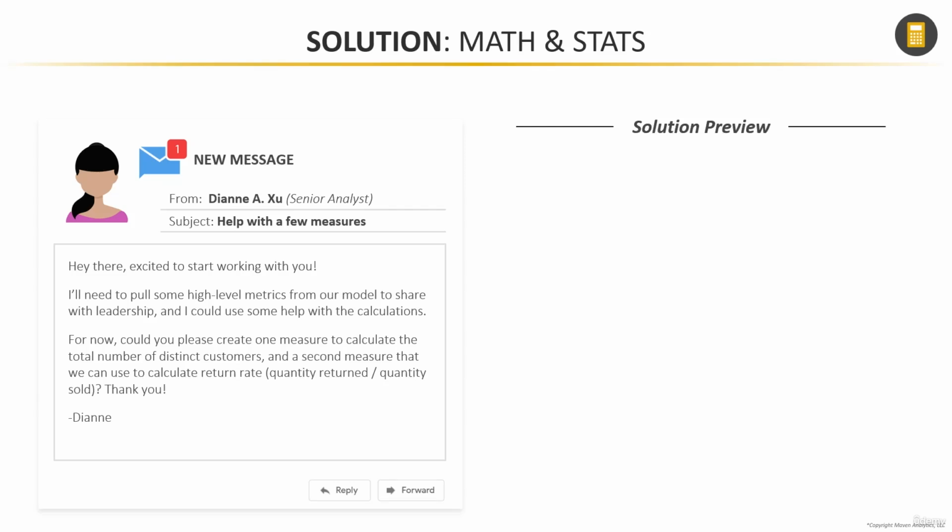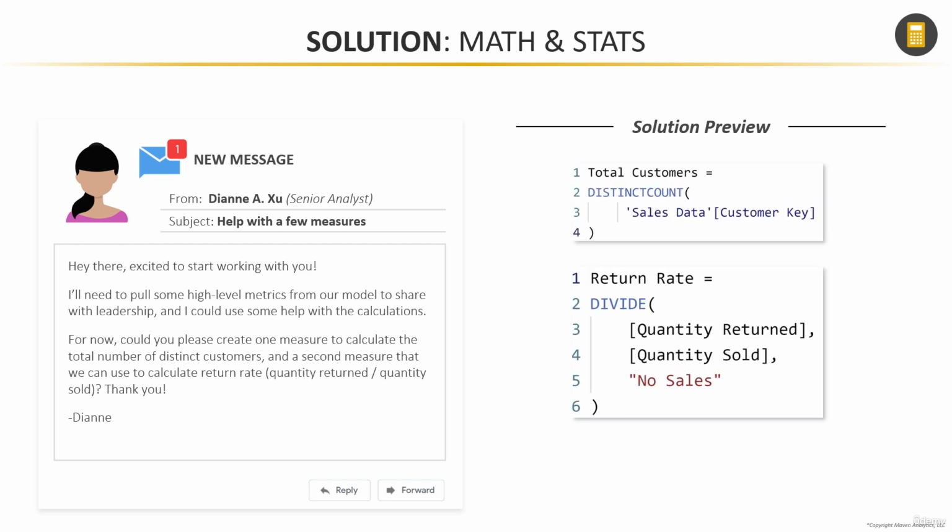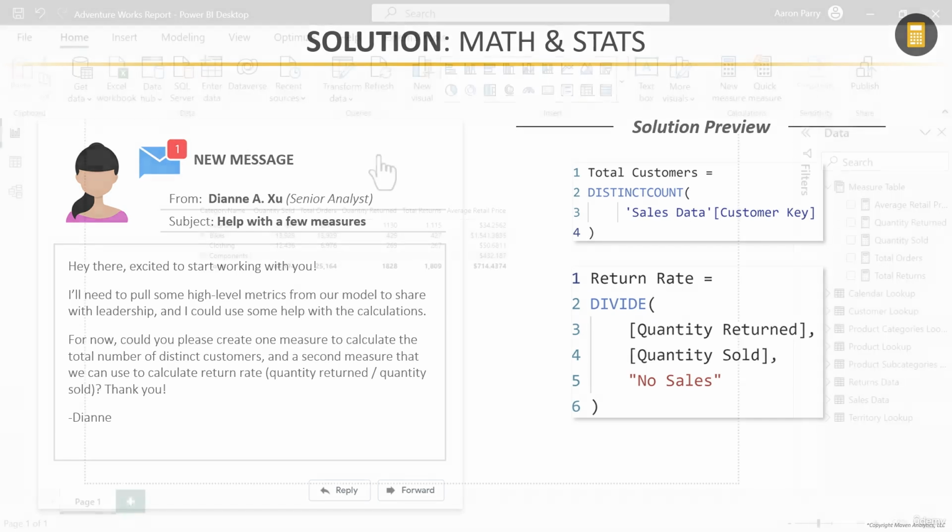Just as a quick reminder, Diane had reached out asking for help creating a couple of new measures, right? She was looking for help creating total customers and return rate. Here's a quick solution preview. Up top, we've got total customers where we're using distinct count. And on the bottom, we have return rate where I'm using a divide function. There are probably a couple different ways that you could have solved the return rate measure, and we'll look at that using a function like divide or just an operator. All right, let's head over to Power BI and we'll check these out.